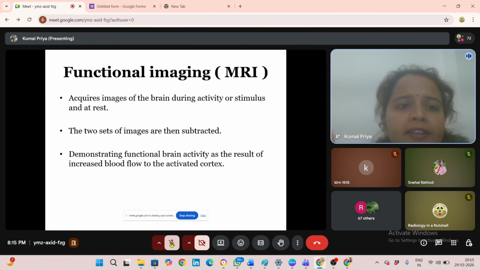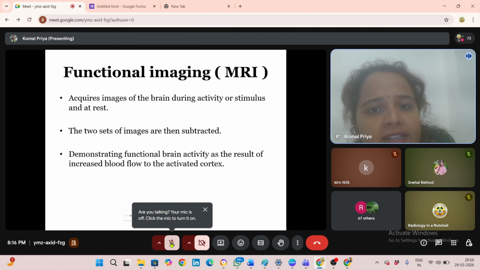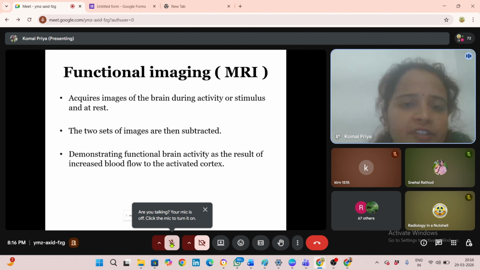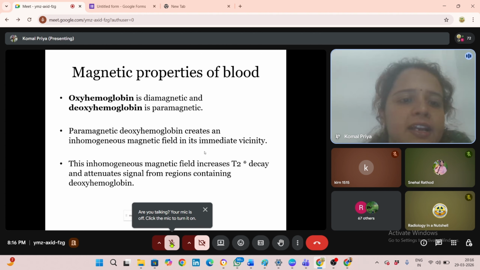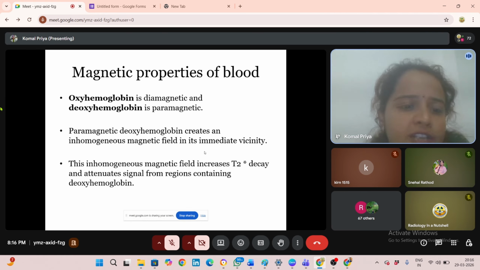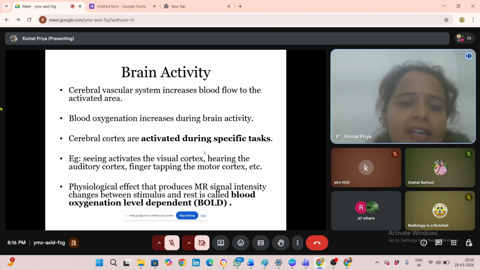So I have explained this: it acquires the brain during activity or stimulus or at rest. Two images will be generated, and then oxyhemoglobin and deoxyhemoglobin will show the increase and decrease in the T2 star effect. That will attenuate your signal. Okay, and you can see the blood flow areas.